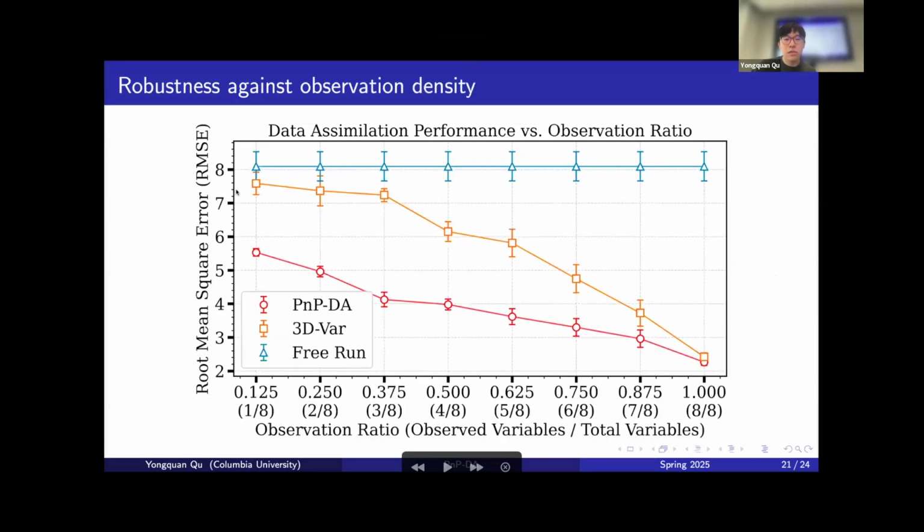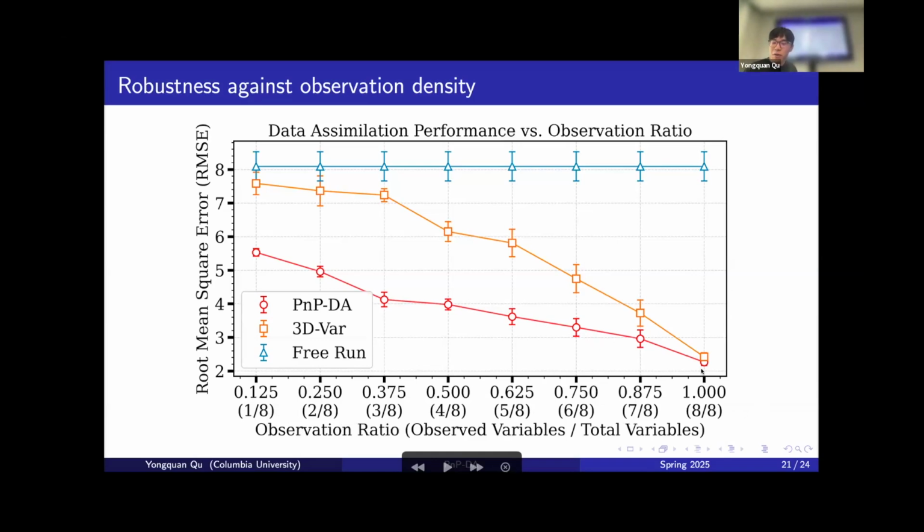And this model seems to be robust against observation density. So we repeat the cyclic data assimilation forecast experiment several times. Here we have this error bar, and we test the situation where we have different numbers of observations, from only one observation to full observations. This PMP-based method is consistently better than 3D Variational data assimilation, and we can see some convergence here.